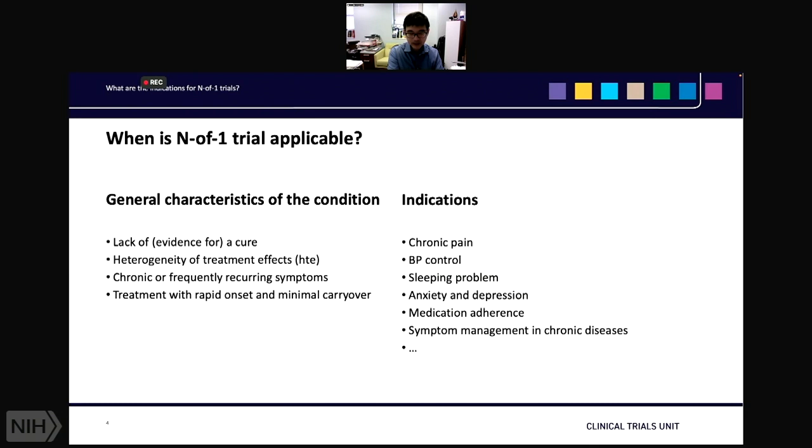But as it turns out, there are numerous indications where N-of-1 trials can still be appropriate, and you can see the list on the right of the slide, including chronic pain, blood pressure control, insomnia, anxiety, depression, behavioral issues such as medication adherence, and symptom management in chronic diseases. This is a list of indications that I've seen done in the literature using N-of-1 studies, and we're going to look at a few examples in the next few slides.